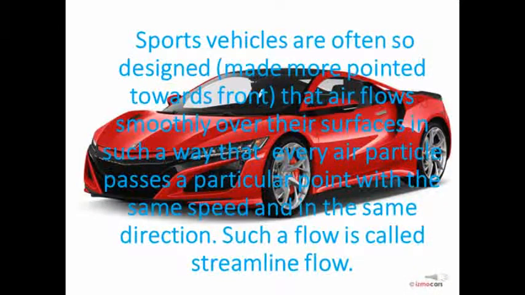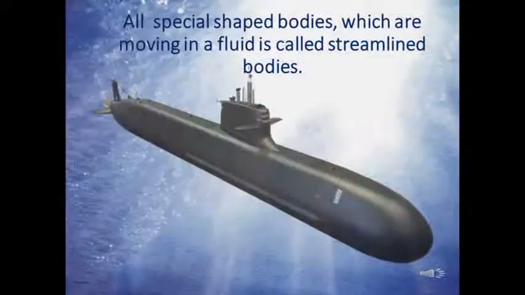We observe that sports vehicles are often designed so that they are more pointed towards the front, so that air flows smoothly over their surfaces in such a way that every air particle passes a particular point with the same speed and in the same direction. Such a flow is called the streamlined flow. Due to this smooth and constant flow of the air, sports vehicles experience less fluid friction value. All special shaped bodies which are moving in a fluid are called streamlined bodies.